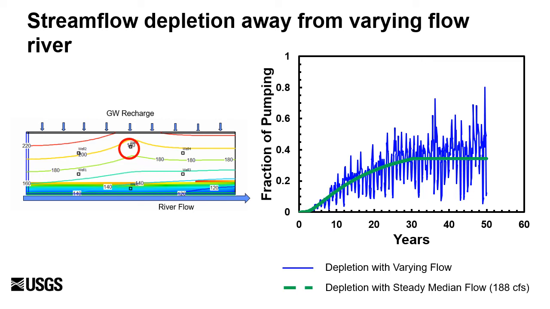And in this example, we're looking at a well away from the varying flow river, and we see it has a much more prolonged response. The stream flow depletion has a much more prolonged response in time, and the varying depletion curve around that median curve tends to be much more subdued earlier in time. Then as depletion ramps up over time, the magnitude of that variation grows, and then over time it just continues to center around that median curve.